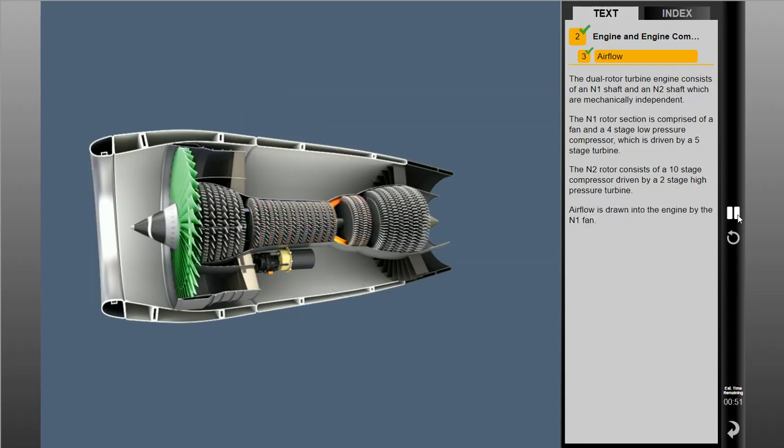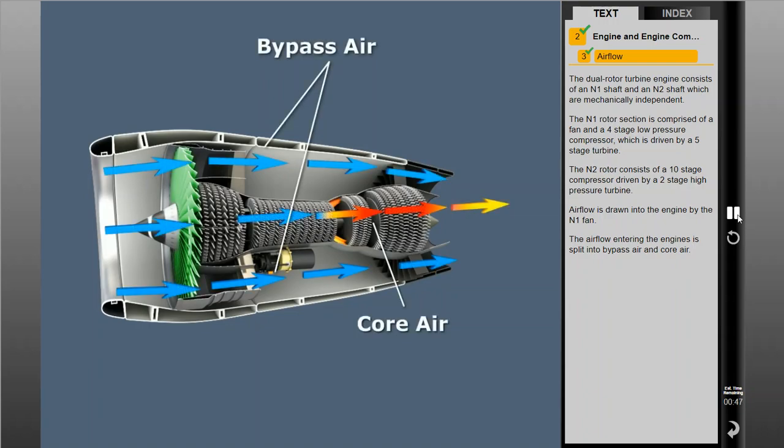Airflow is drawn into the engine by the N1 fan. The airflow entering the engines is split into bypass air and core air. The majority of the air flows outside the core, through the fan duct. This air provides the majority of engine thrust.